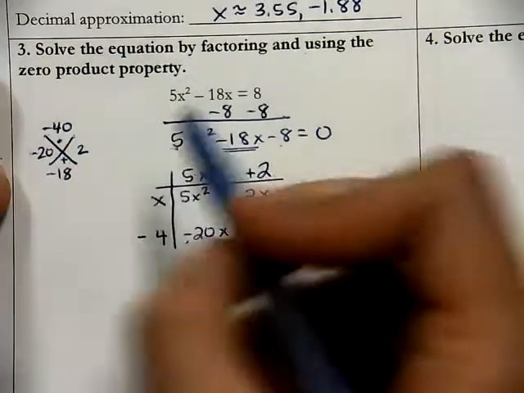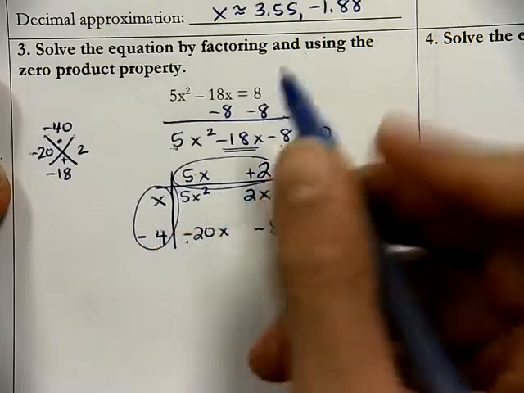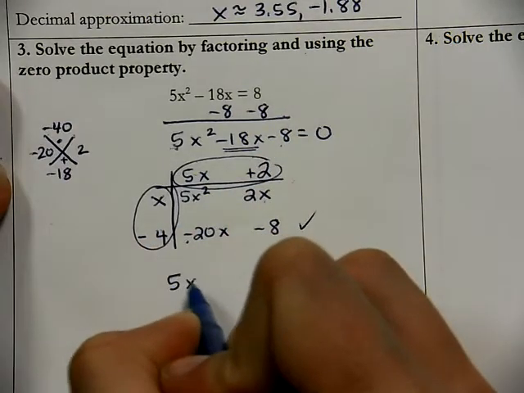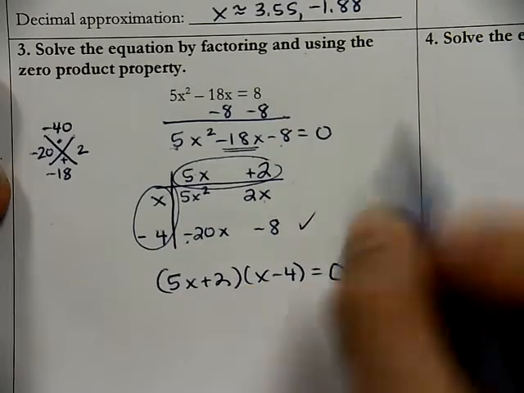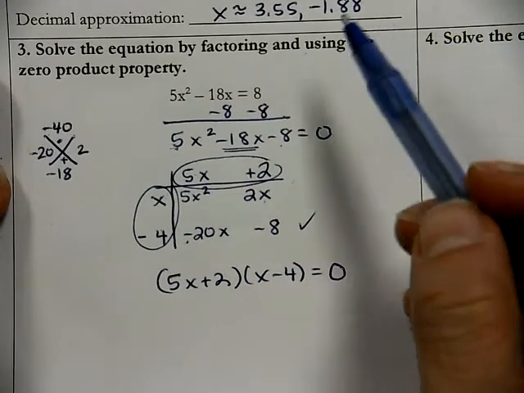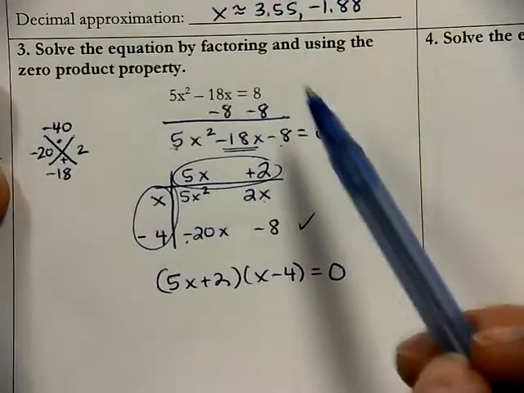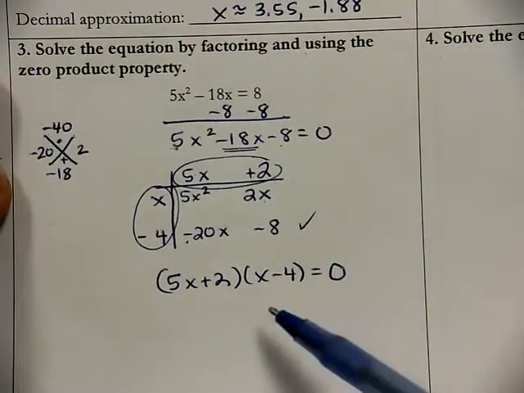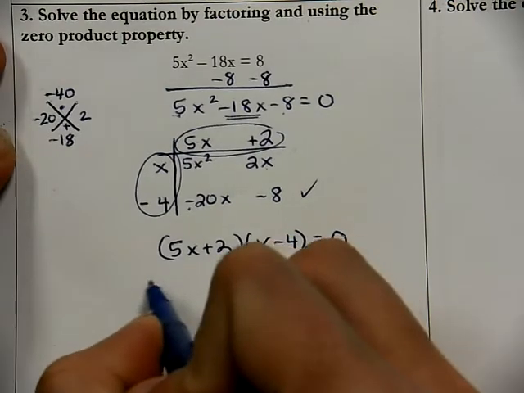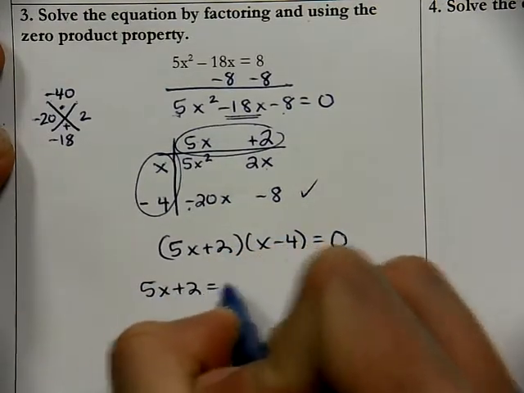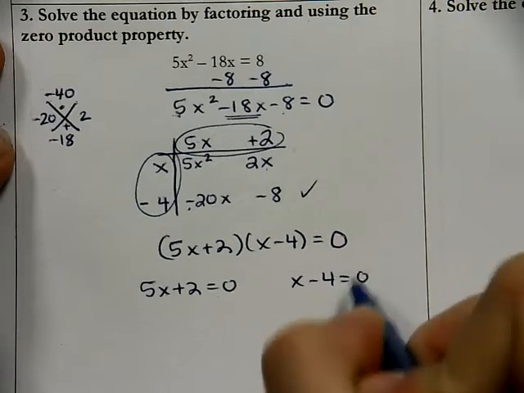So it checks out. So now I take these two as my factors and I rewrite this equation. 5x plus 2 times x minus 4 equals 0. Can't forget that equals 0. Now, we factored to get something that was in standard form into intercept form, and then we know once it's in intercept form, we solve using the zero product property, where we set each factor equal to 0. And so as I do that, I can come up with my solutions over here.